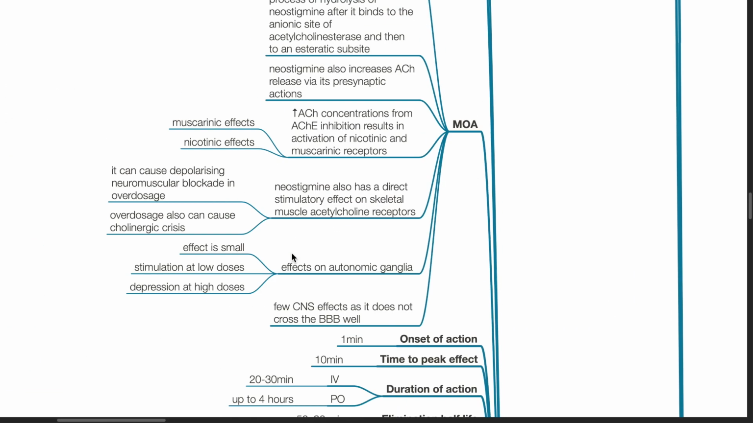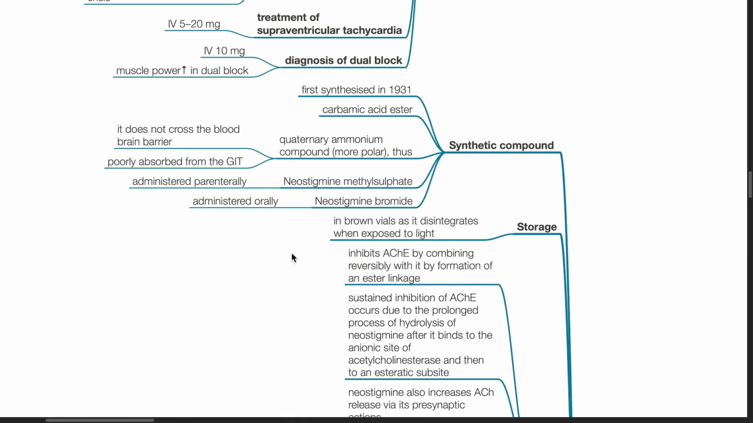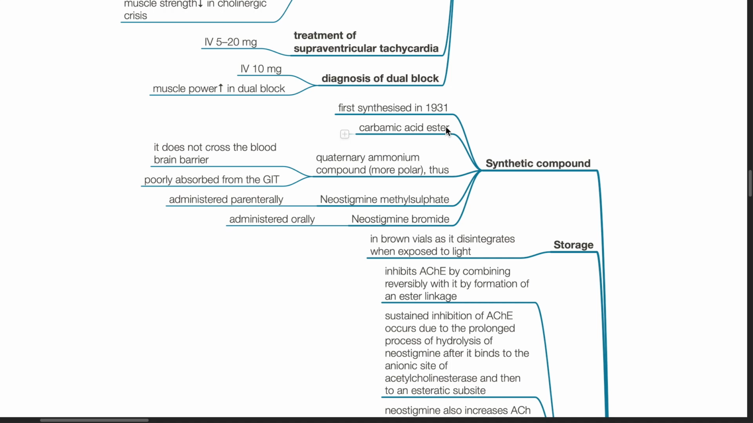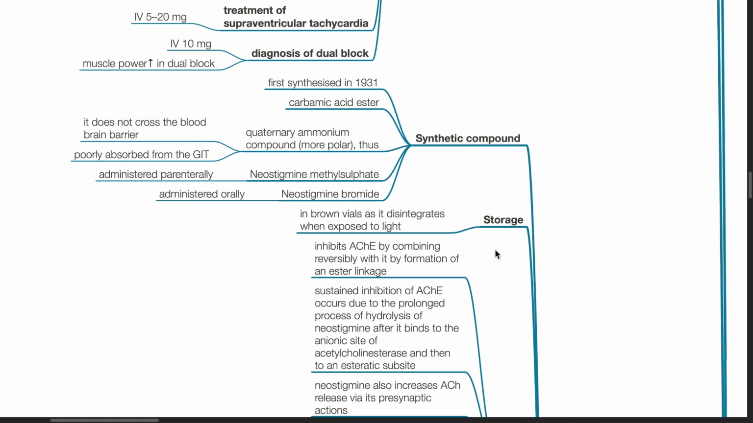Neostigmine. It is a synthetic compound first synthesized in 1931. It is a carbamic acid ester, quaternary ammonium compound, thus it does not cross the blood-brain barrier and is poorly absorbed from the GI tract. Neostigmine methyl sulfate is administered parenterally. Neostigmine bromide is administered orally. Storage. Neostigmine is stored in brown vials as it disintegrates when exposed to light.